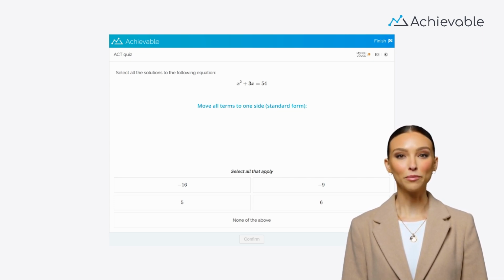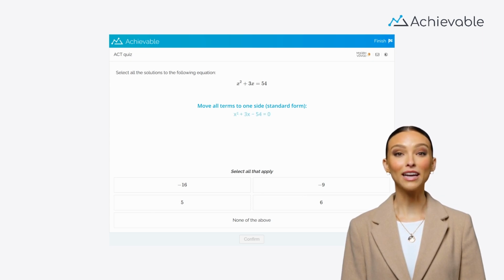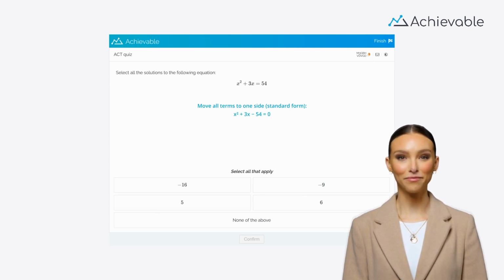First, we need to move all terms to the same side of the equation. To do that here, subtract 54 from both sides. When you do so, you get x squared plus 3x minus 54 equals 0. Now we can use reverse FOIL to factor the quadratic equation.